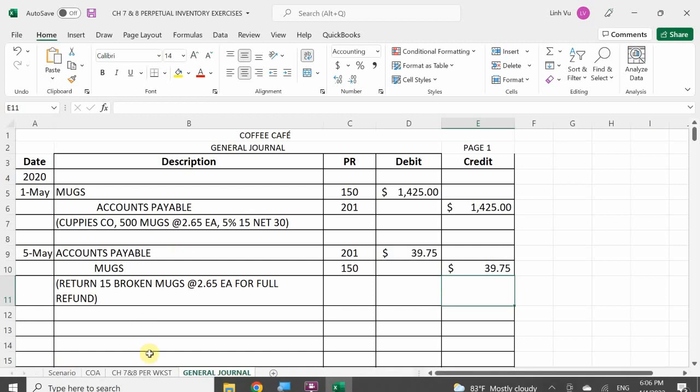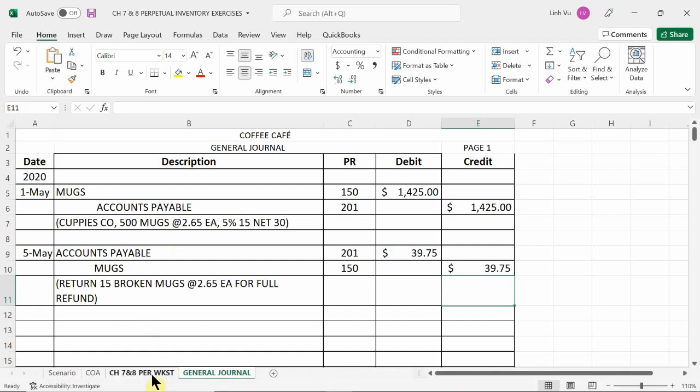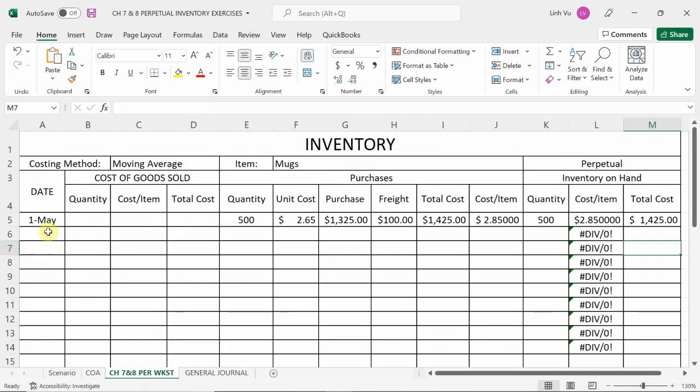Now, I can also solve this in my inventory worksheet as well. So now that I finished my journal, I'm going to plug it in right now. I'm saying it is May 5th, and this is what I'm going to do. I returned 15 broken mugs, and it's going to cost me $2.65 each. So in this case, I can't return freight. So obviously there's no freight involved here.